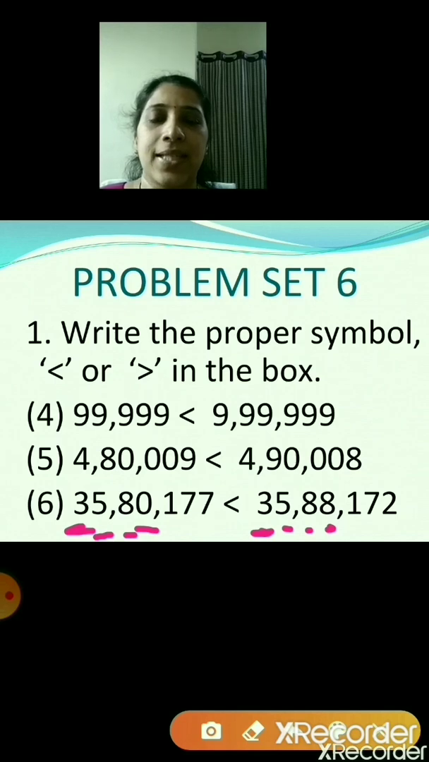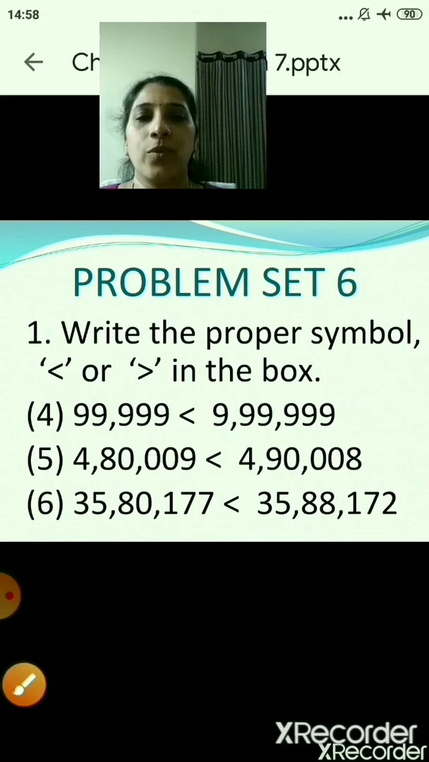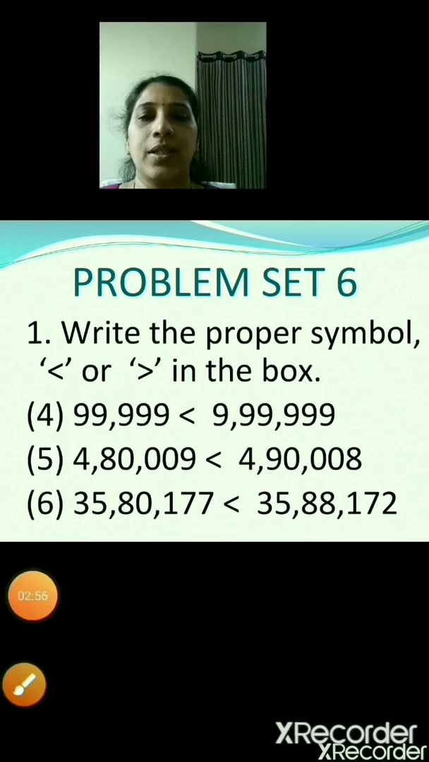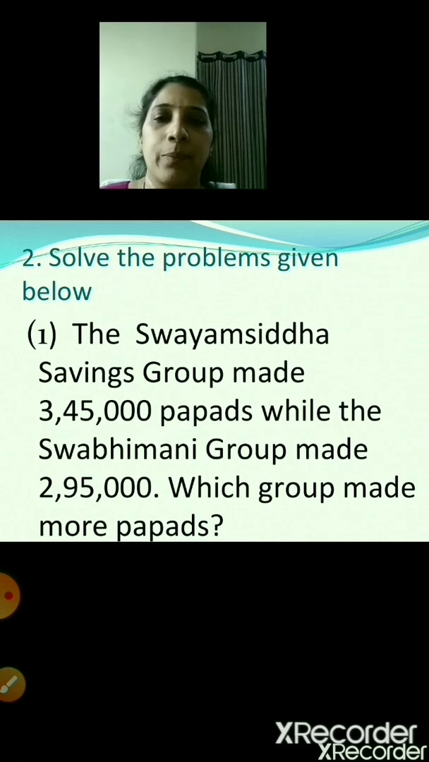So that's the reason 35,80,177 is smaller than 35,88,172. Right, children? So I hope you have understood all the 6 examples which we have taken. Now let's move to the next question, that is solve the problems given below.